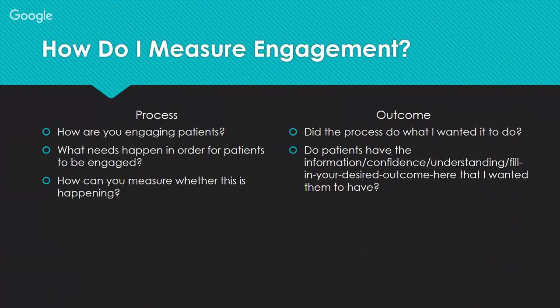So your process measure is, is your process happening? Is it occurring regularly? Because you won't know why your outcome didn't work if you don't know whether or not your process was actually being implemented correctly. And then you'll move on to your outcome. Did the process do what I wanted it to do? Do patients have the information, the confidence, the understanding, whatever your desired outcome is, that you wanted them to have?